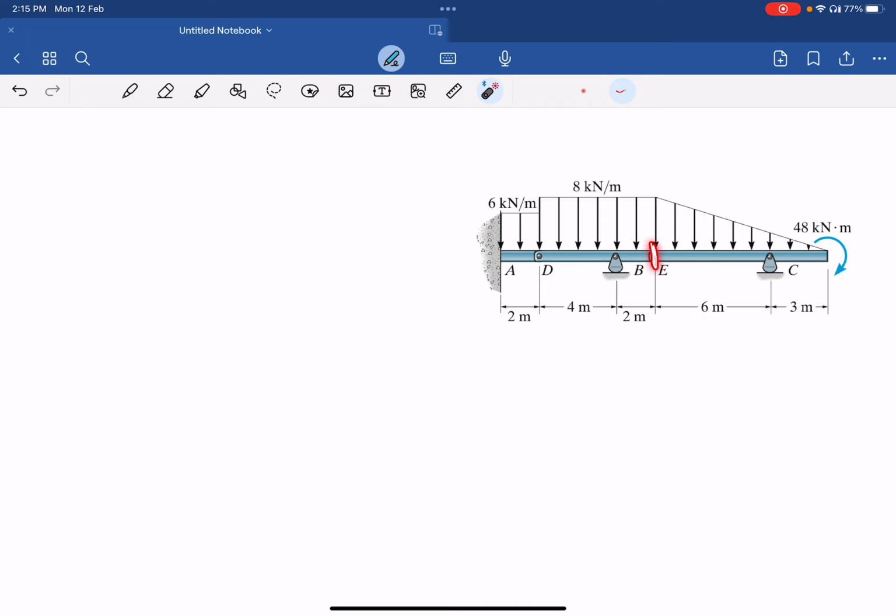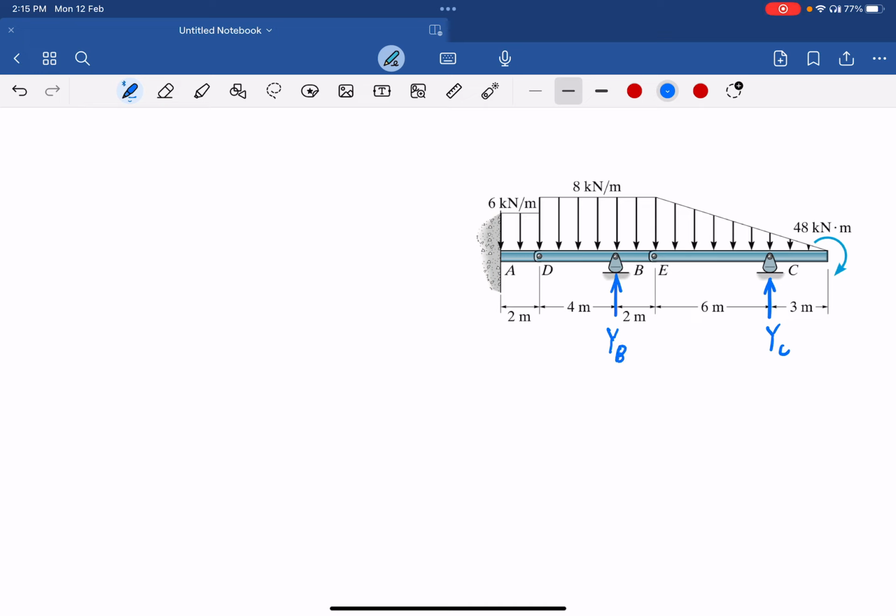If you want to cut here, you know that you have two reactions, X and Y, and there is no moment. How many reactions do we have here? Let's check. You have a roller support at C, so we can have a reaction called Y at C. We have again a roller support at B, so we have one reaction which is called Y at B.